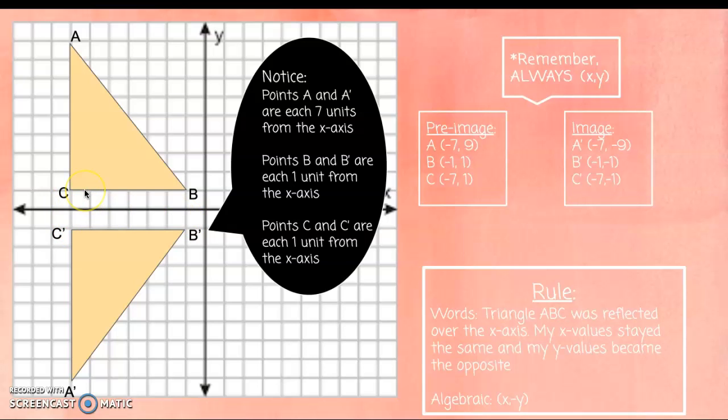So when it's reflected, it always has to be the same distance from whichever axis or whichever point of reflection that you reflected it over. So in words, my rule: triangle ABC was reflected over the x-axis because it flipped over that x-axis. My x values stayed the same and my y values became the opposite. So (x, -y) is how I would write the rule algebraically, because my x value stayed the same and my y value became the opposite. If I were to fold this coordinate plane right in half, right along this x-axis, these two triangles would lay right on top of each other, which is exactly what we want.